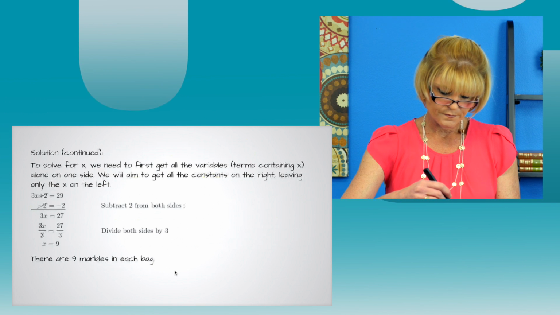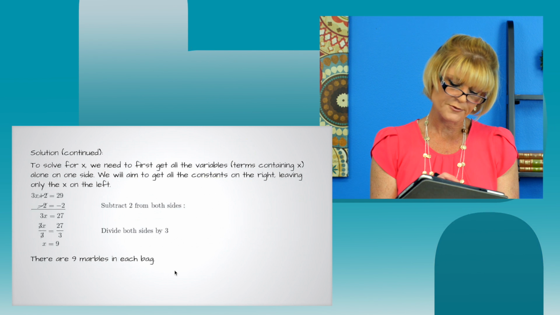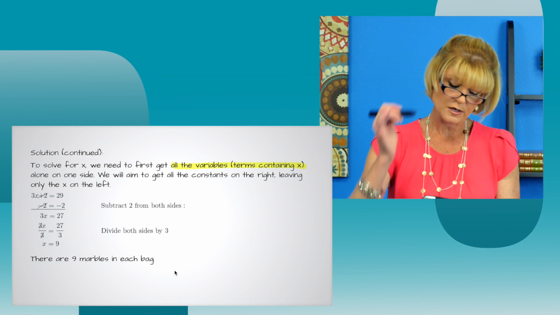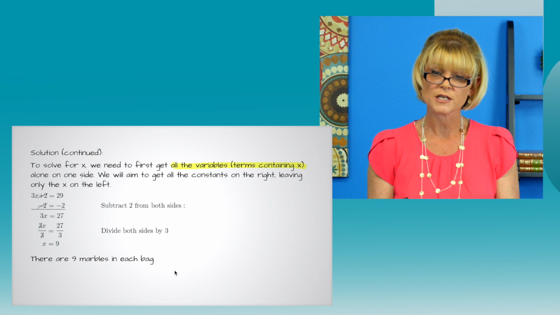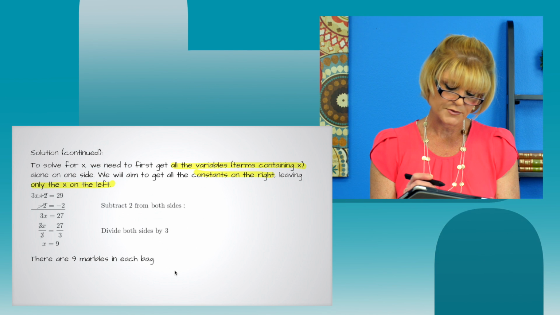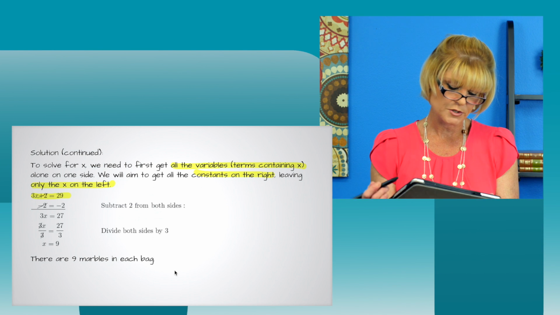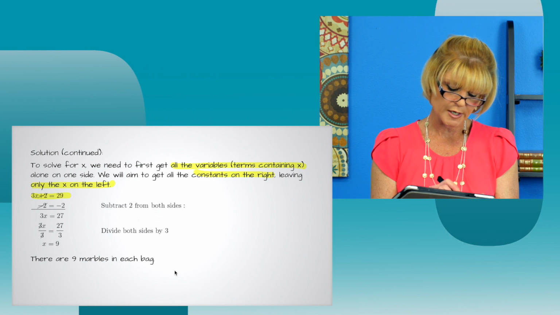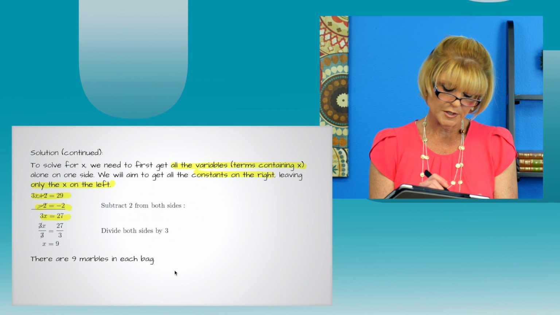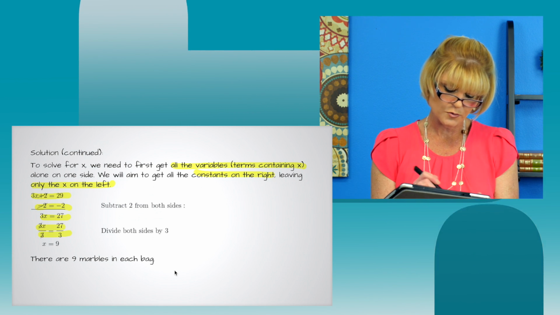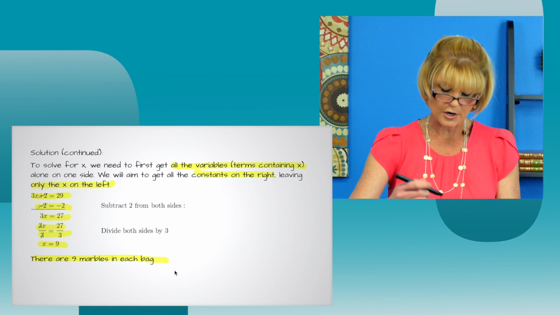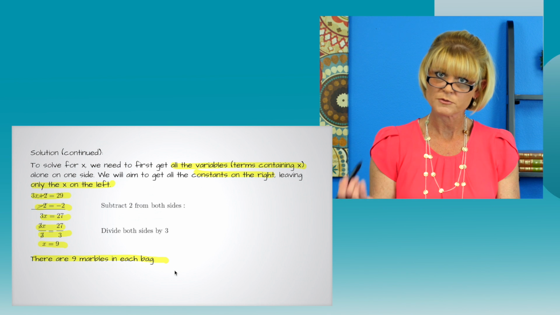All right, so to solve for x, we need to first get all the variables, or the terms containing x, alone on one side. We're going to aim to get all the constants on the right, leaving only the x on the left. Okay, we have 3x + 2 = 29. We subtract 2 from both sides. We get 3x = 27. All we do here is divide both sides by 3. 27 divided by 3 is 9. So now we know there are 9 marbles in each bag.